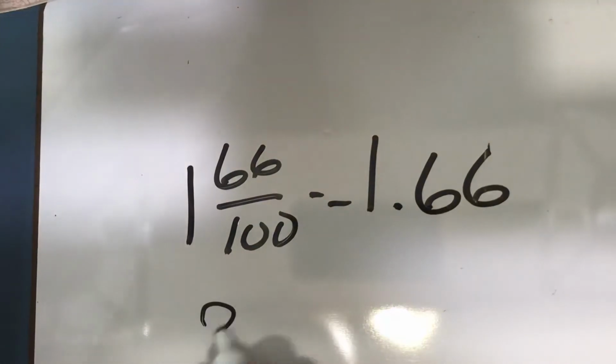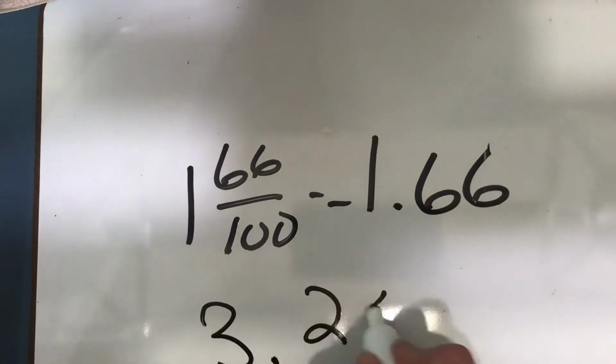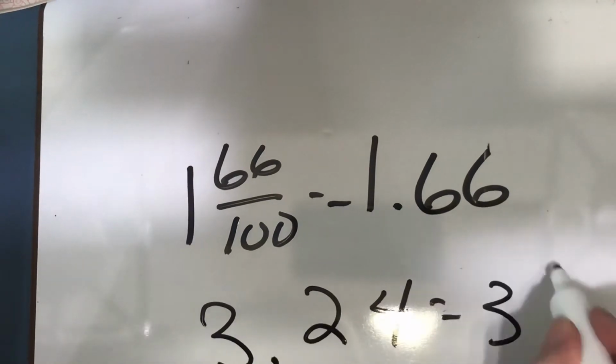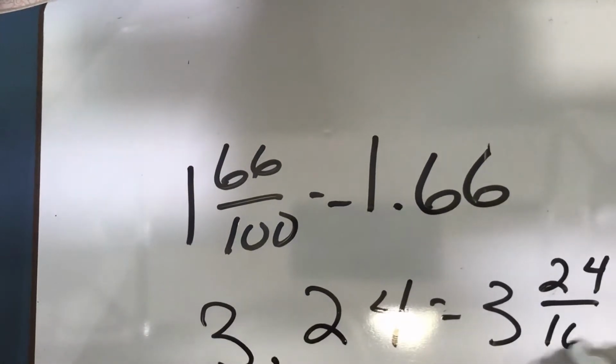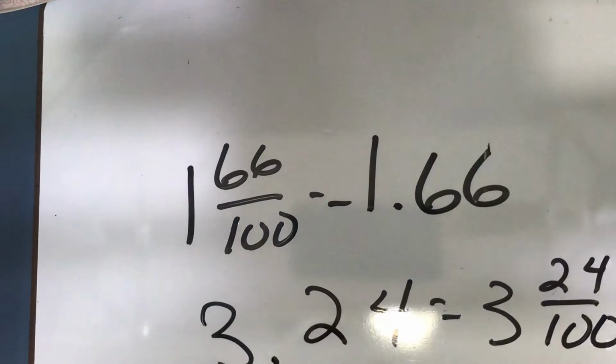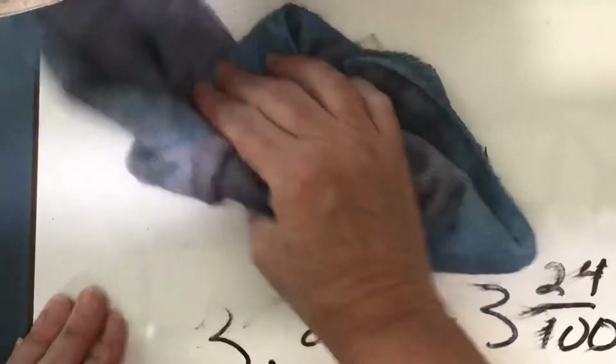Number 2 says 3 and 24 hundredths. So I'll put the 3, and then I put the decimal point and put 24 hundredths, which is the same thing as 3 and 24 hundredths. They're both read the same way. So these are decimals that are greater than 1.